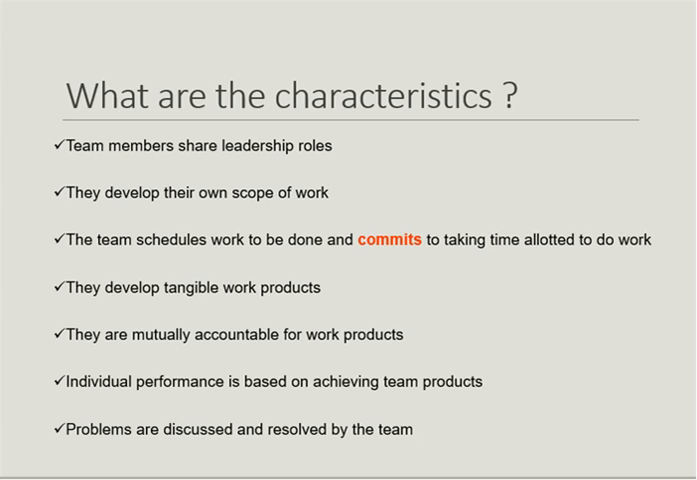They should be mutually accountable for different work products. They should share their accountability together for achieving a certain goal for the organization or for the project, for reaching a milestone. So they all should be accountable for all their work, and they should work together for achieving that goal and that accountability. Also, their individual performance will help them in achieving the team products. Then problems should be discussed and resolved by the team, not by persons outside the team. If a team member or a team has a problem, it has to be solved by that team. It doesn't have to go to higher management and wait for any decision.